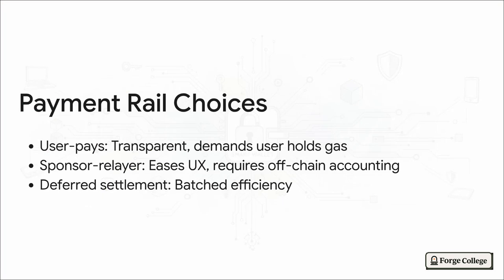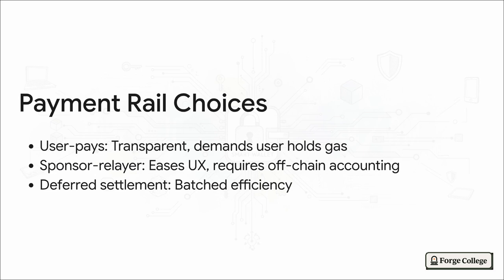Section 4. Choosing your fee rails. Look, nothing moves on a blockchain without someone paying for it. You generally have three main payment rails to choose from, and they each come with their own distinct engineering trade-offs. The first is user pays. Now, this is highly transparent, sure, but the friction is brutal because the user literally has to hold native gas tokens.